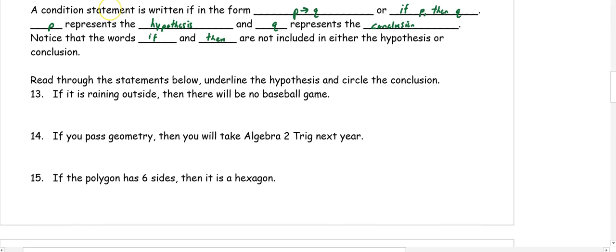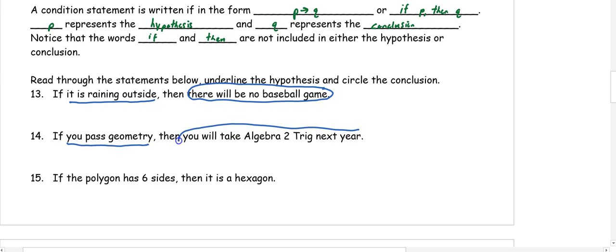So number 13, if it is raining outside, then there will be no baseball game. So it is raining outside is our hypothesis. It's what comes after the word if. There will be no baseball game is our conclusion because it comes after the word then. Number 14, if you pass geometry, then you will take algebra 2 trig next year. So our hypothesis is you pass geometry, and our conclusion is you will take algebra 2 trig next year.